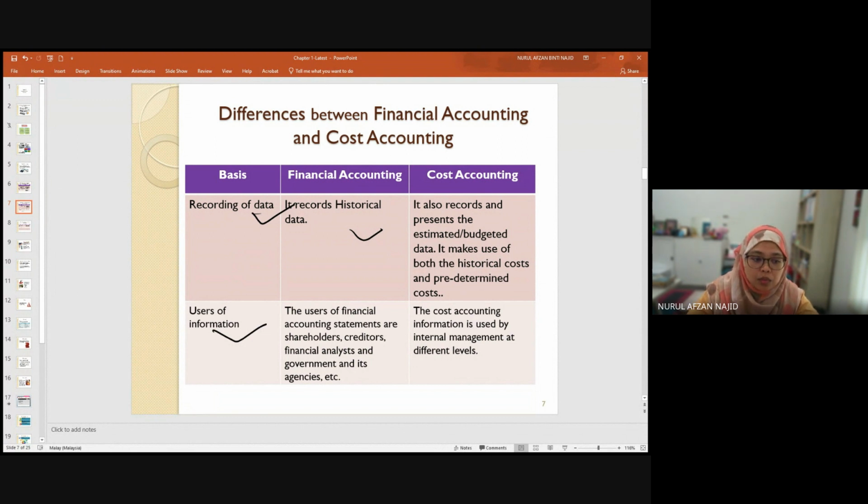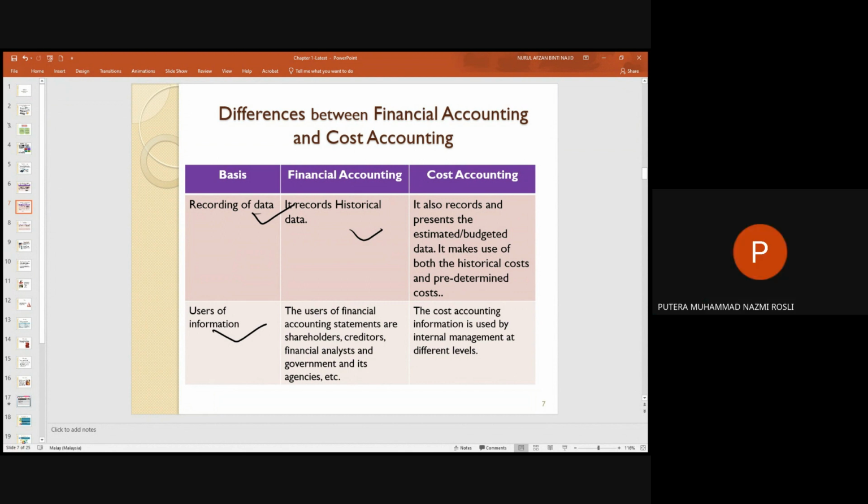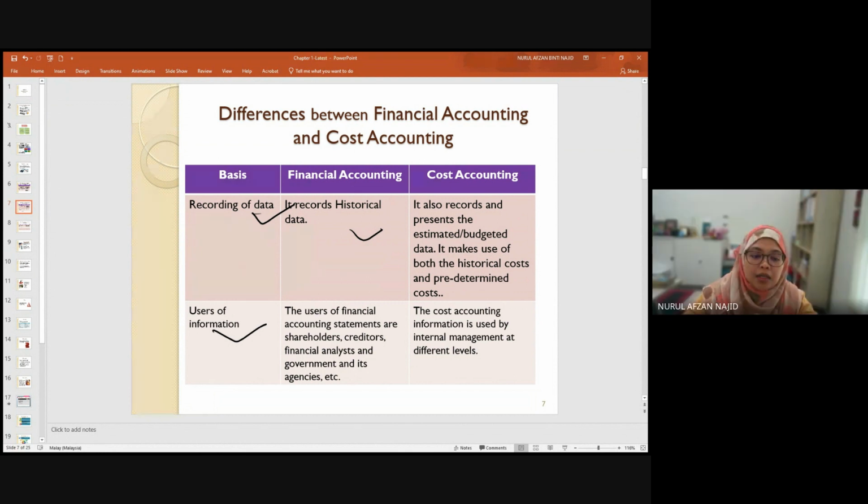Kalau business itu, Putra nak tanya apa-apa ke? Okay. Kalau business itu apa tadi Mena nak cakap?